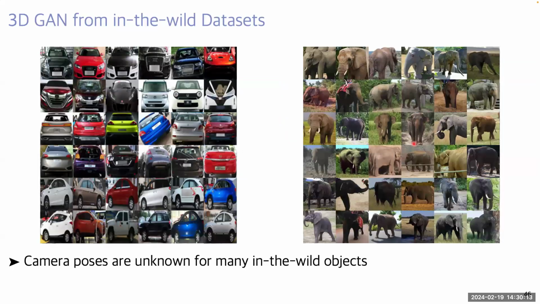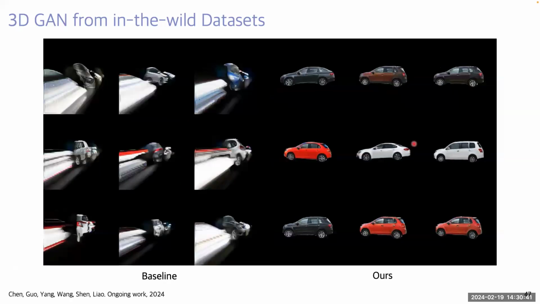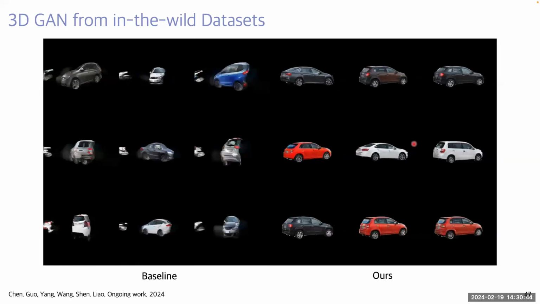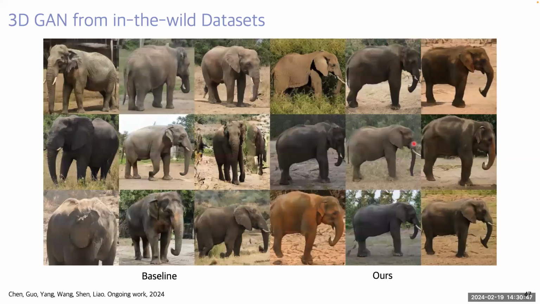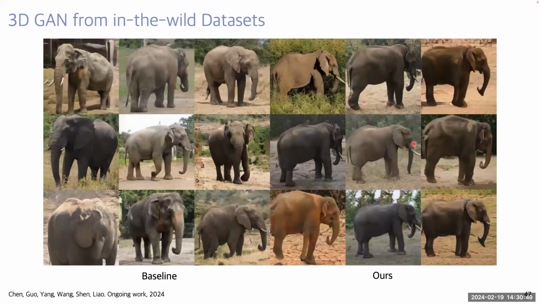So for the first question, for 3D GAN from in-the-wild datasets, why do we want to address this question? Its motivation is also very straightforward, because the camera pose is actually unknown for many in-the-wild objects, like this complicated car dataset here on the left, and also such an elephant dataset on the right. There is simply no algorithm that can extract camera poses from those images. We have an ongoing work in this direction, so I'm not going into the technical details, but I'd like to show you the results that we have.